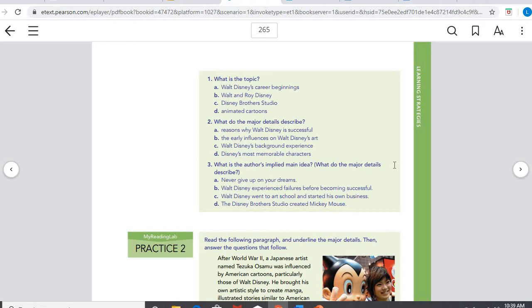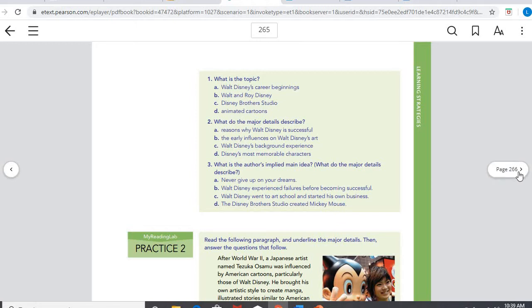If you look at your options there, hopefully you can see that B is our answer. Walt Disney experienced failures before becoming successful. Even though they didn't necessarily talk terribly much about his success, it kind of ends with the rest is history. We know that he was successful, so it focused a lot on his failures.